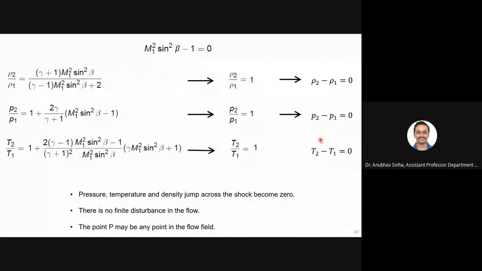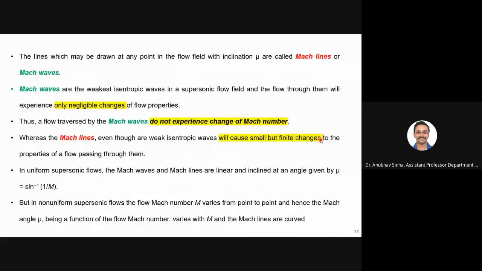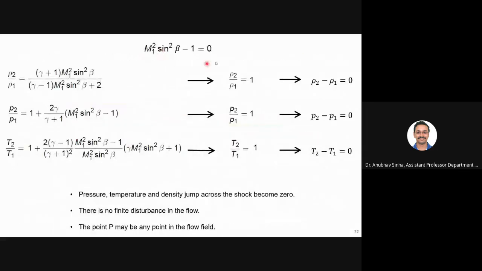I have some animations, I think they're not working properly. Anyway, so now for this condition, what we had in the last slide. What about pressure, temperature and density? What happened to them? These are the relations we obtained for oblique shock, and previously we derived all these equations.